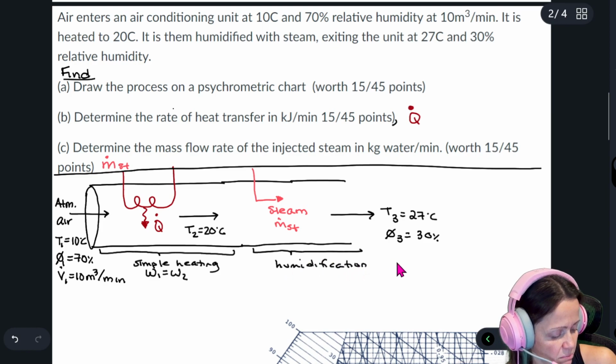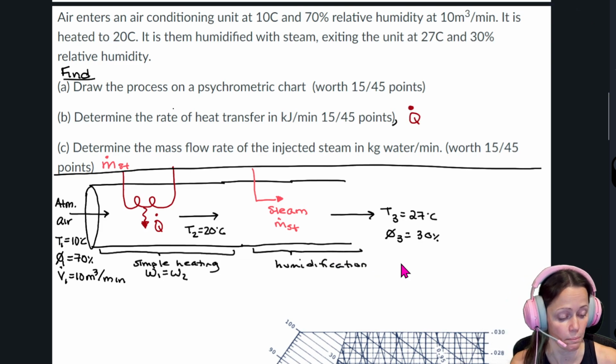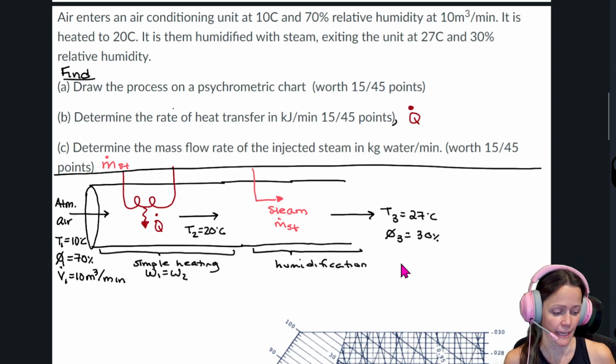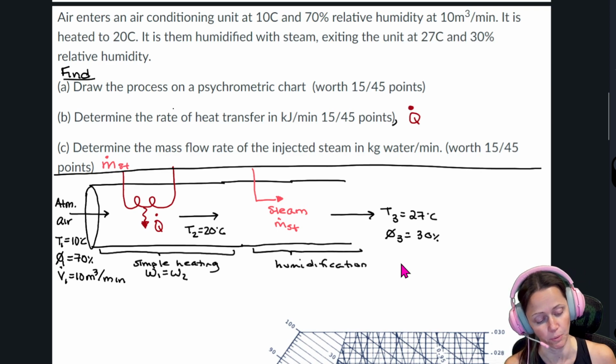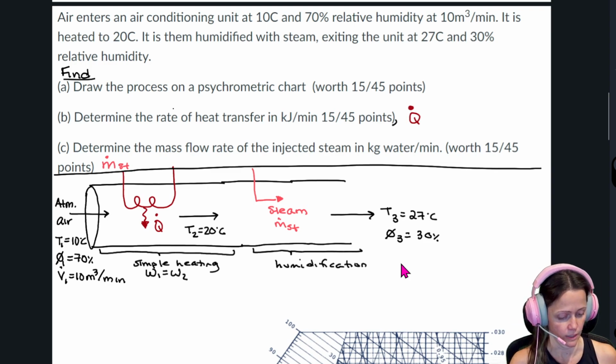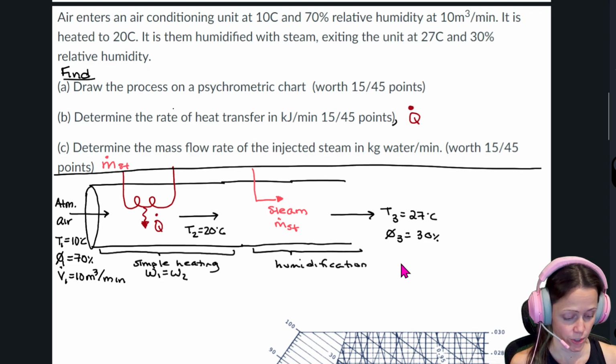Not really much I can say about that, except that, of course, your humidity is going to go up. But other than that, that's kind of it. I can't say things like the wet bulb temperature is constant. That's only if I'm injecting liquid water, in which case it would be an evaporative cooling process, as long as I didn't have any heat transfer for that process. But anyway, let's go ahead and draw things on our psychrometric chart.